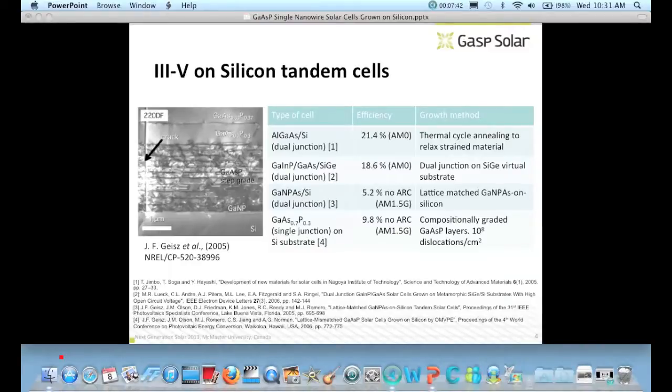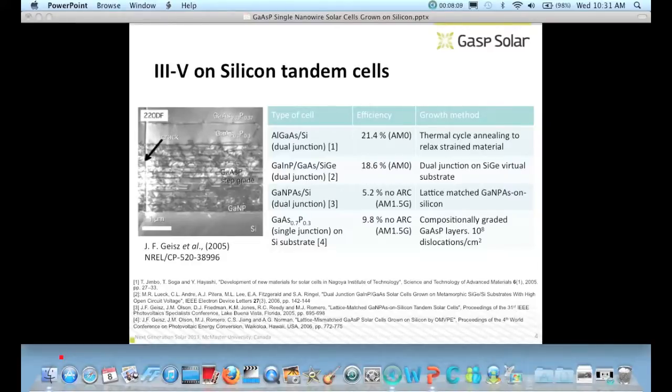Now, there's a whole lot of defects due to the strain induced in the crystal. They grew this structure at, I guess, around 650 degrees, and immediately after growth, they cooled it to room temperature. So already there, they have the extra thermal strain induced, and it doesn't look very nice, with a lot of defects. And the efficiency they got was 5.2% for a dual junction cell.